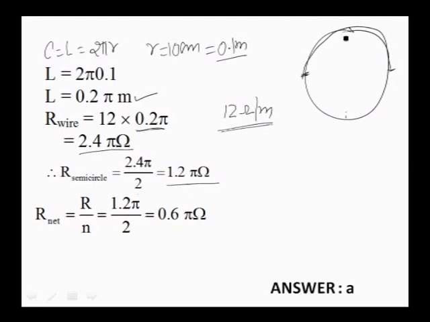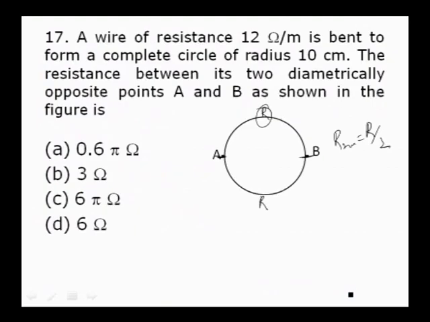Okay, we are getting this is equal to 1.2 pi and this is also equal to 1.2 pi. These two are identical. When the resistors are identical, we can use R net is equal to R by N. So, R value is this. How many resistors are there? 1, 2, divided by 2. We get 0.6 pi ohm. Therefore, the correct option is A. This is the correct option for this problem.